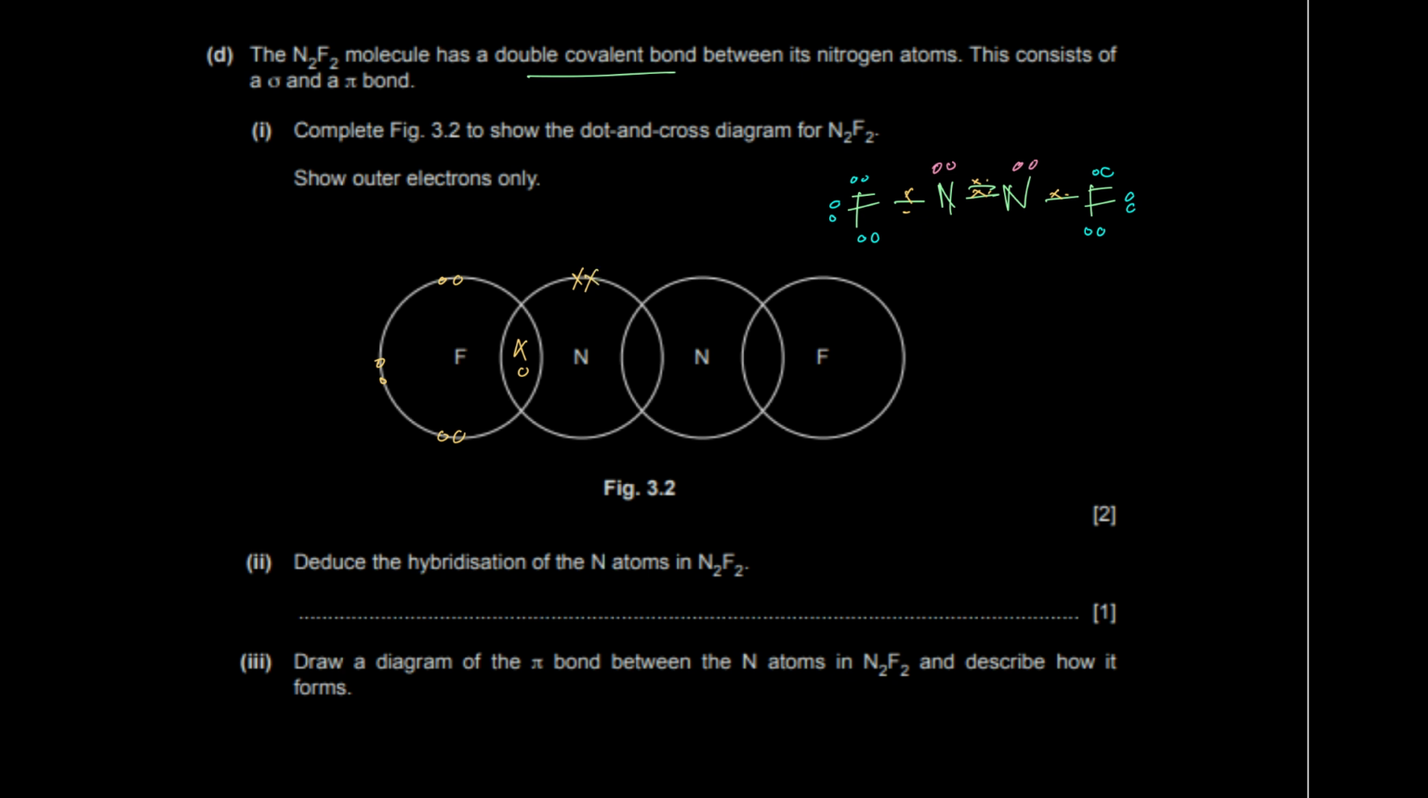Nitrogen has a lone pair. This nitrogen also has a lone pair. And between nitrogen and nitrogen, you have electrons, and you also have between nitrogen and F, 1 lone pair, and here, 1 pair of bonding electrons, and this is 2, 4, 6.